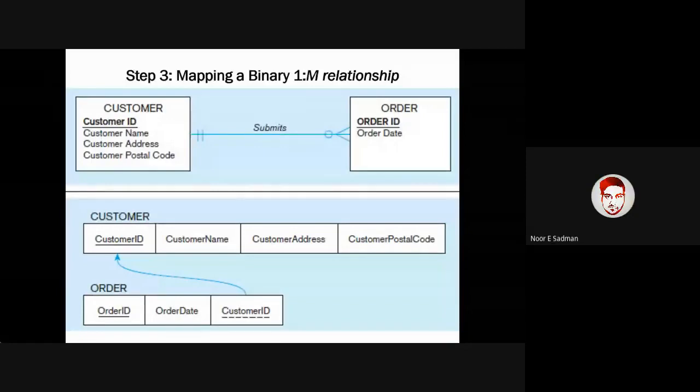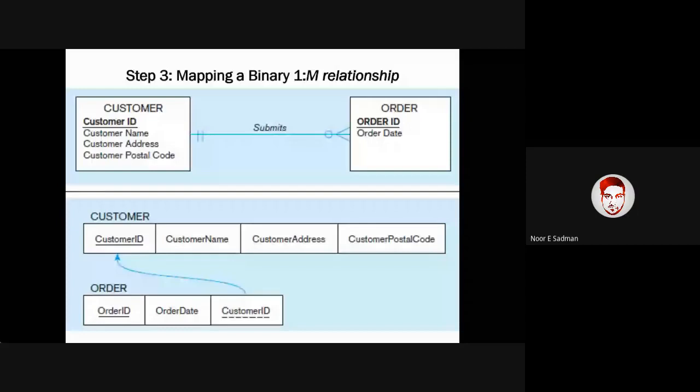Customer. Which one is the many side? Order, sir. Then one side's primary key, which one is the one side's primary key? Customer ID, sir. So customer ID will go to where? Order, as a foreign key. FK, sir.